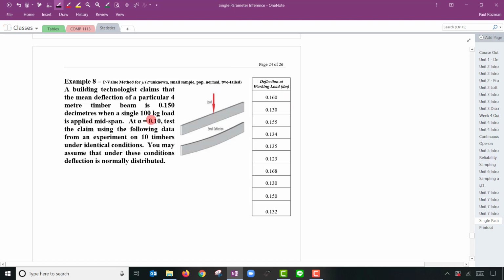And now we'll do some sort of test. Someone must make a claim here. A building technologist is claiming that the deflection of a particular 4-meter timber beam is 0.150 decimeters. Okay, that's their claim. Step 1. The mean is 0.150 decimeters.